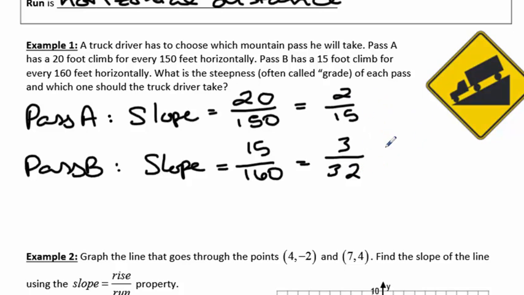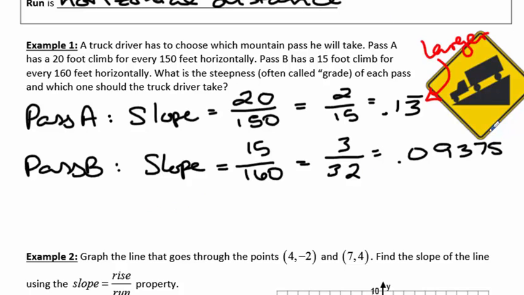Now to be able to compare which of these is bigger, we're going to go ahead and make them both decimals. The decimal for the first one is 0.133, repeating. The decimal for the second one is 0.09375. So the larger value is the value in slope A. That's going to be the steeper path, which means that our truck driver is going to want to take pass B, the less steep path.